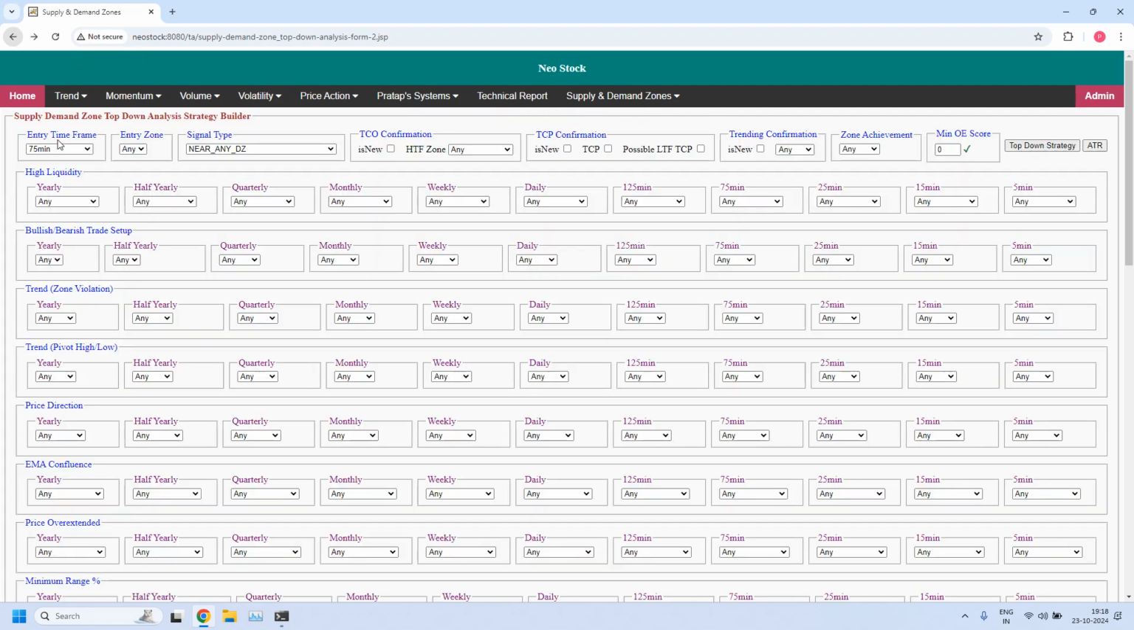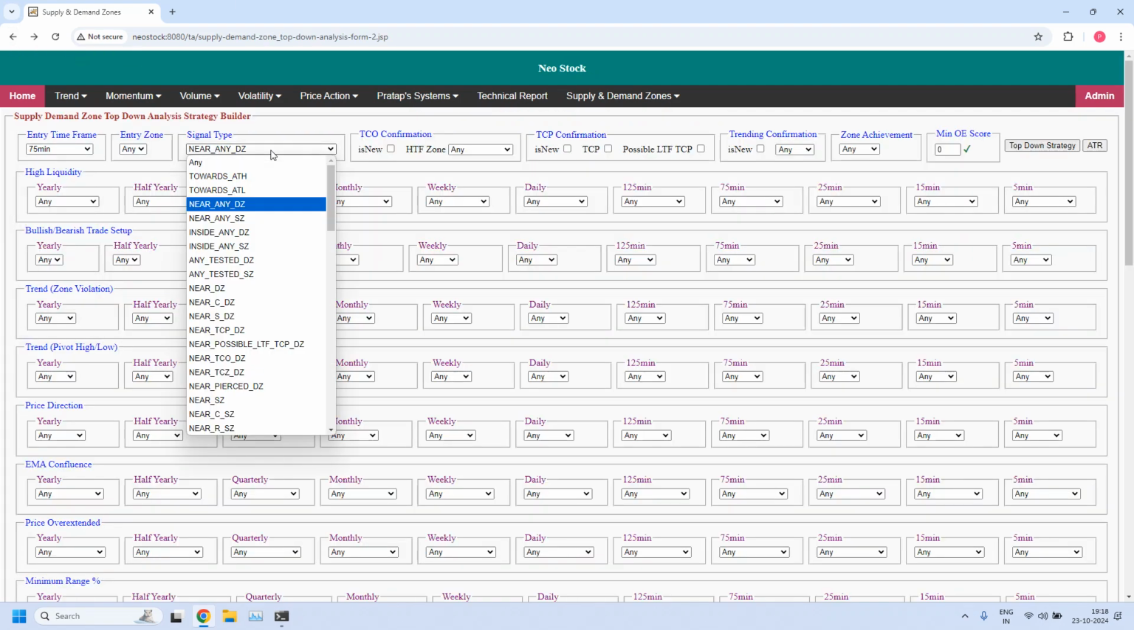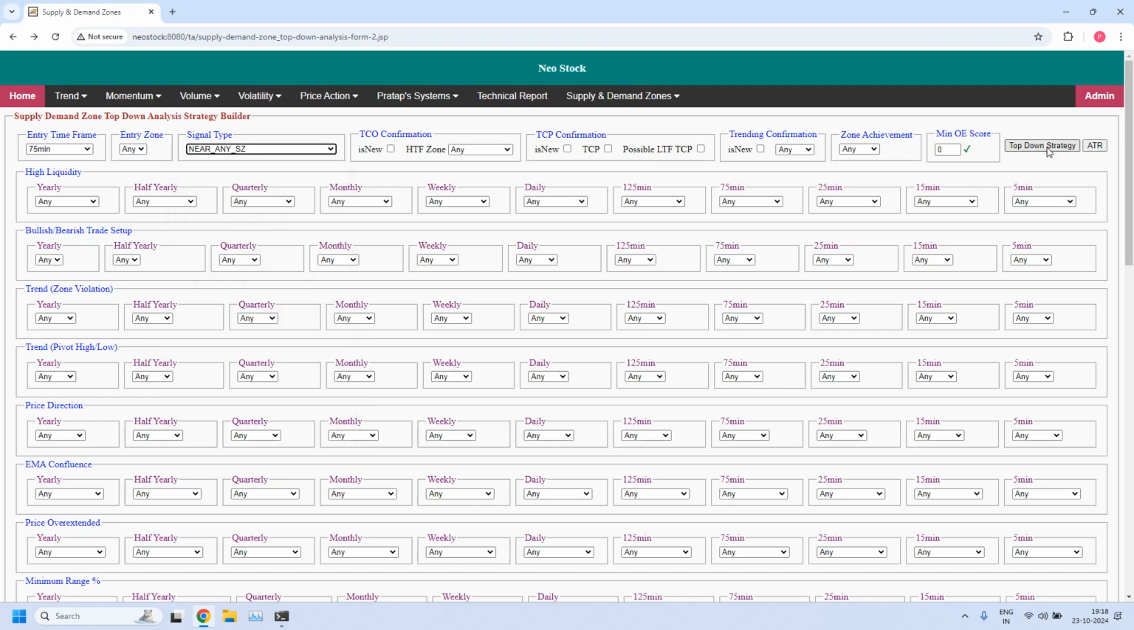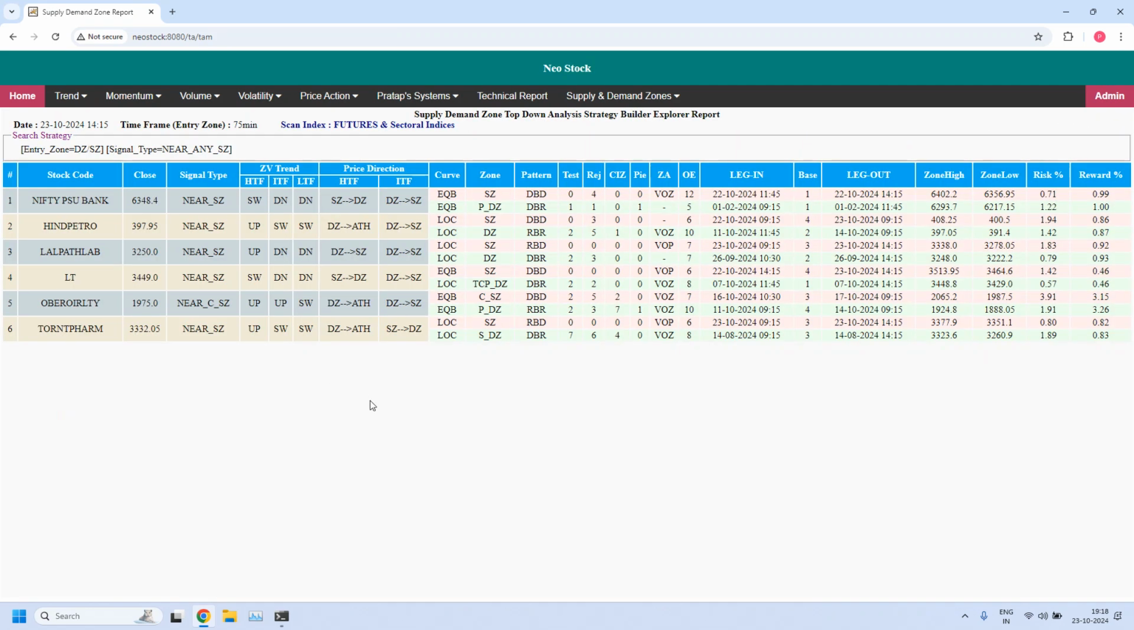Okay, next, for 75 minutes time frame, let us find the stocks near 75 minutes supply zone. So let us identify high liquidity supply zones from this list. Okay, Oberoi Realty is having a high liquidity 75 minutes supply zone from this list. So we have identified one high liquidity 75 minutes supply zone.